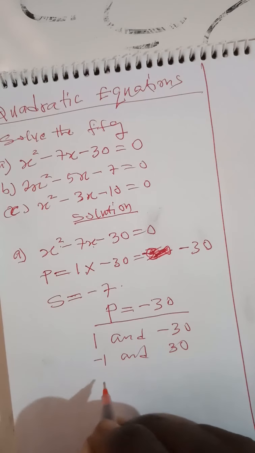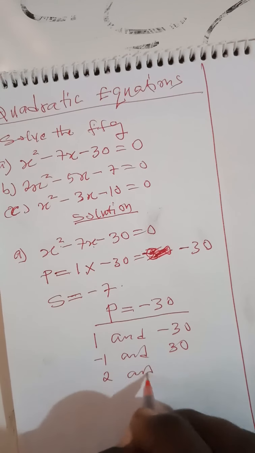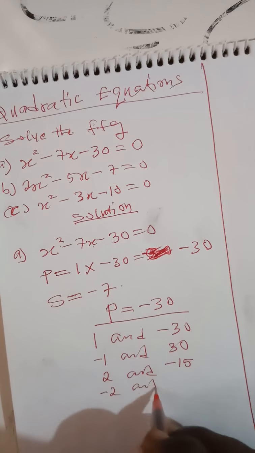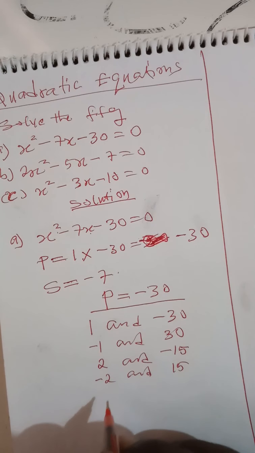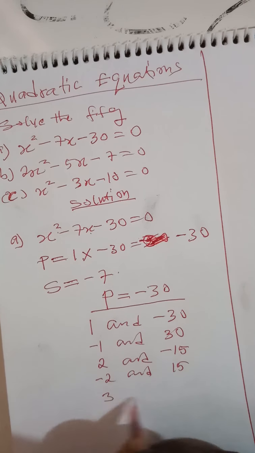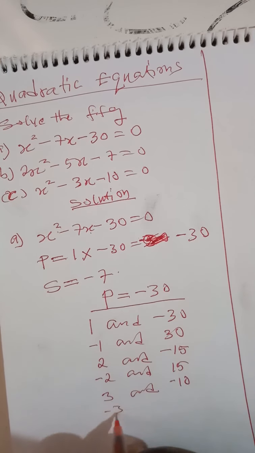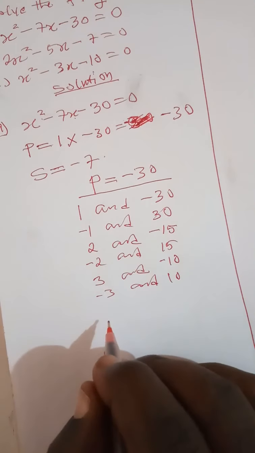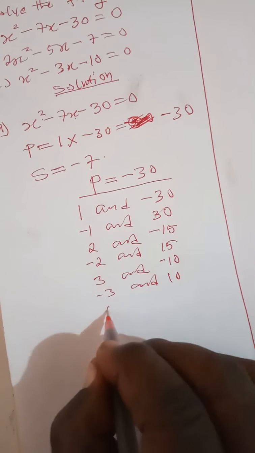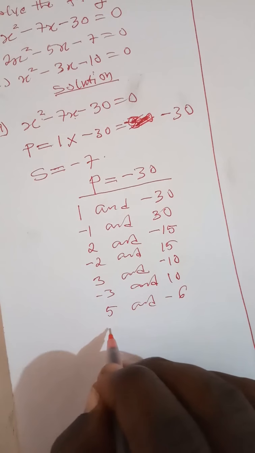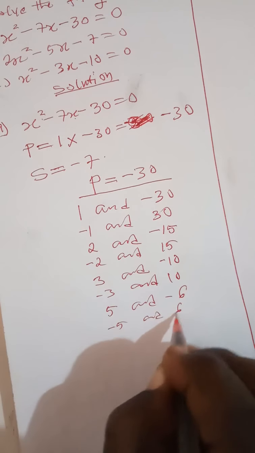So 2 is a factor of 30. I will use it. 2 and minus 15 will give me minus 30, or minus 2 and 15. I go again. 3 is a factor of 30. So I have 3 and minus 10, or minus 3 and 10. Next, can 4 go in 30? No. What about 5? Yes. 5 and minus 6, or minus 5 and 6.